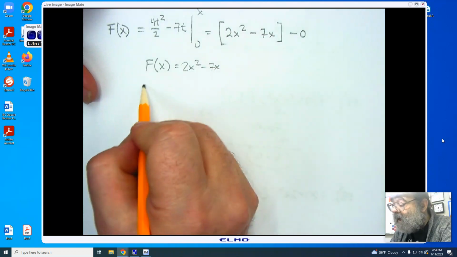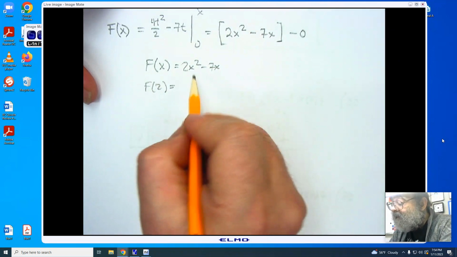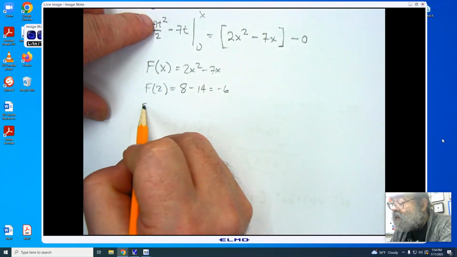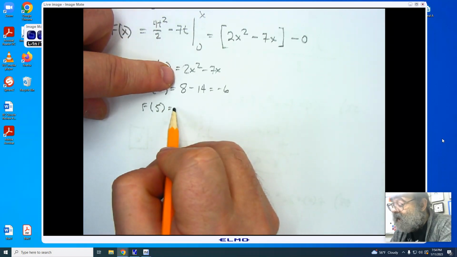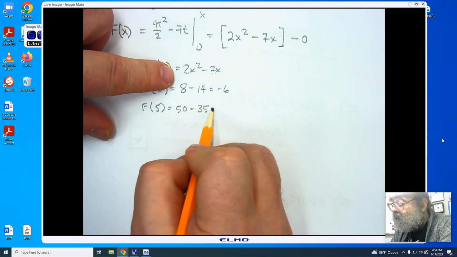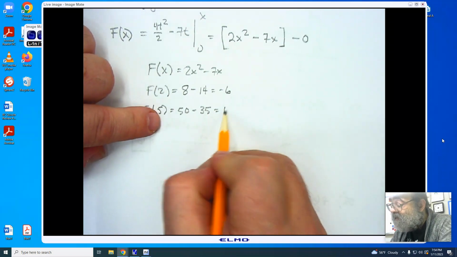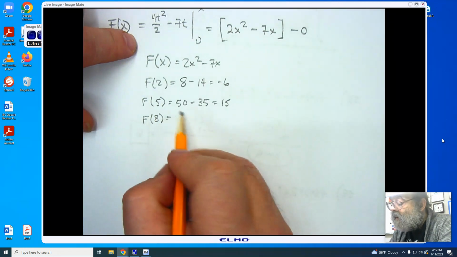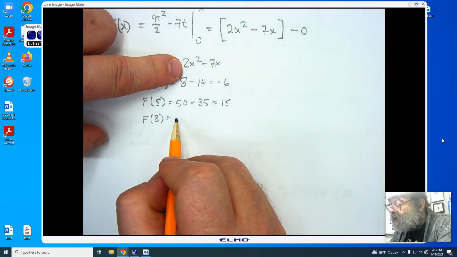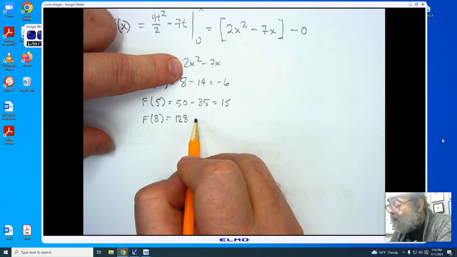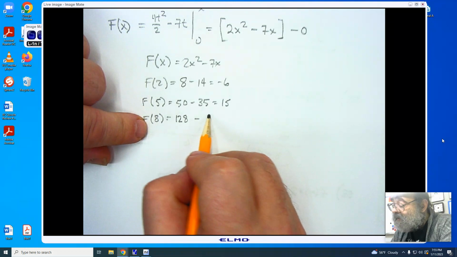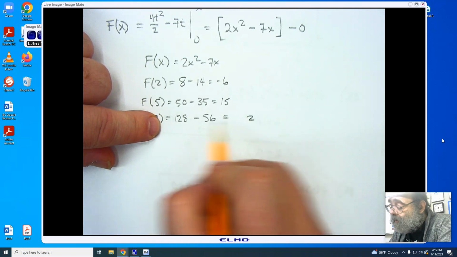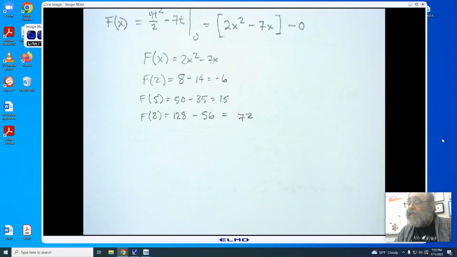They now want me to find f of 2, and f of 2 is going to give me 8 minus 14, and I get negative 6. f of 5 is 50 minus 35, and 50 minus 35 is 15, and then we do f of 8. f of 8 is going to give me 64 times 2 is 128, and I'm subtracting 8 times 7 is 56, and I'm going to end up getting 72.